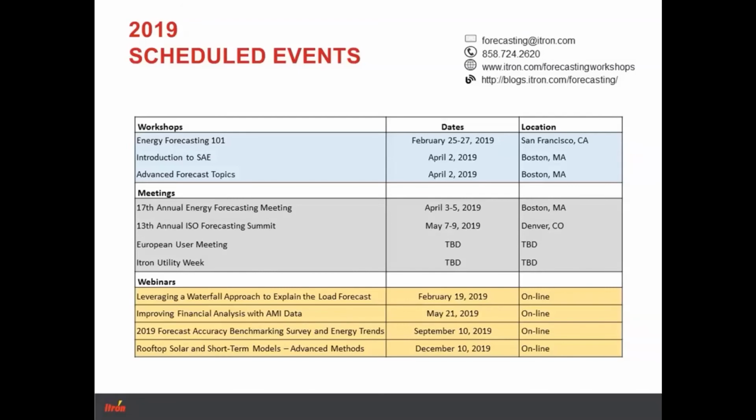Then we're going to be doing a topic on how you can use your AMI data to improve your financial forecasting. So your month-end close, your budget versus actual variance analysis. How you can leverage the AMI data to give you quicker results and more visibility to where you are within a month, rather than having to wait till after the month to understand what's happening.